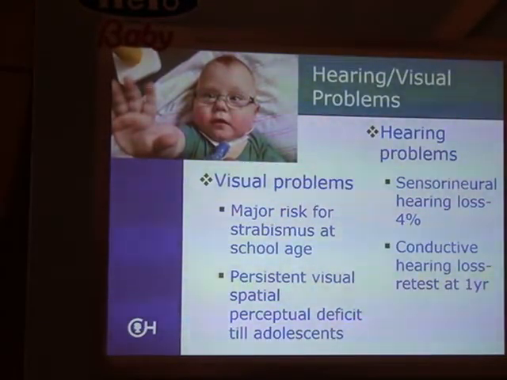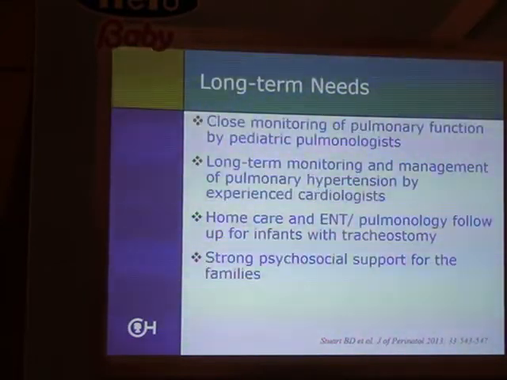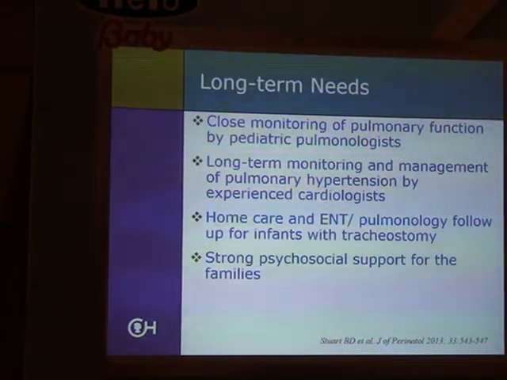Their hearing problems and their visual problems, assessing those early on in the NICU, which we haven't always done, is quite important. And there has been information out stating that, I think this is in the next slide, yeah, cognitive monitoring and pulmonary function by pediatric pulmonary, long-term monitoring and management by pulmonary hypertension groups, home care, ENT, and psychomotor support. Hearing is done at 1 year of age and not sooner, because we know that it's not very predictive as to whether or not they're going to have hearing problems if we do it before 1 year of age.